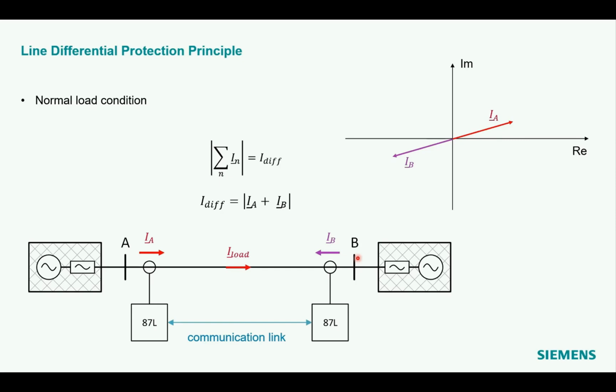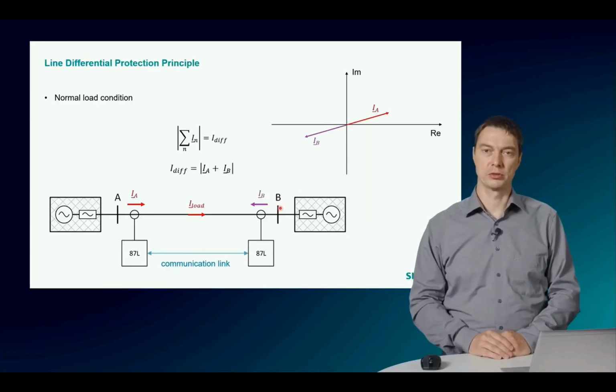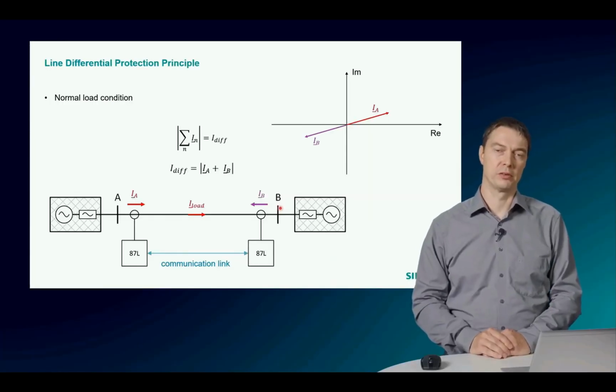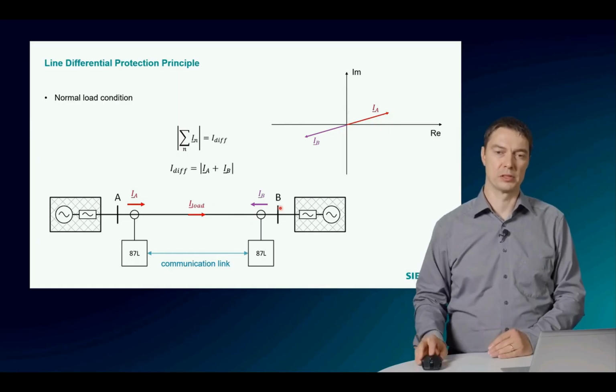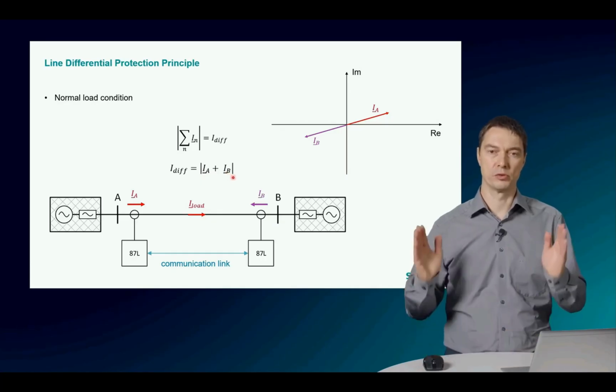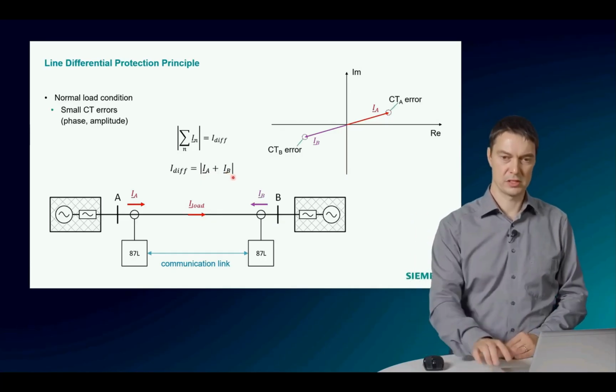Most relays in the market will calculate the differential current as the sum of the current phasors from n terminals. For our two-ended application, the differential current is therefore IA plus IB and then the absolute value. This is the ideal condition.